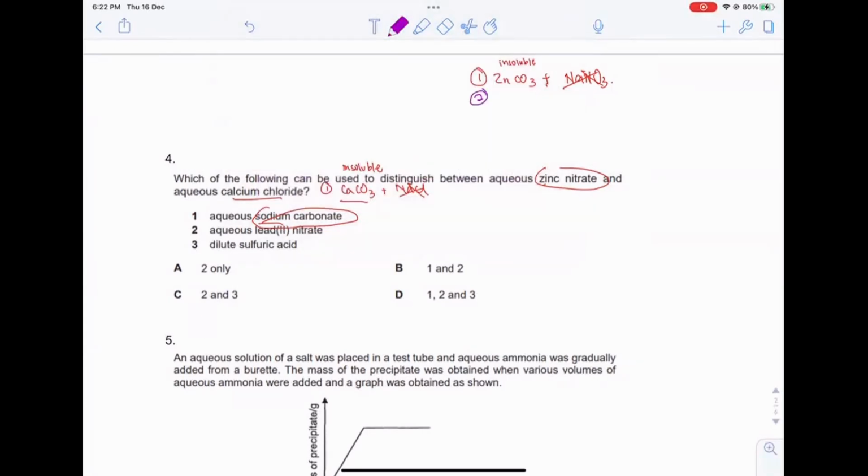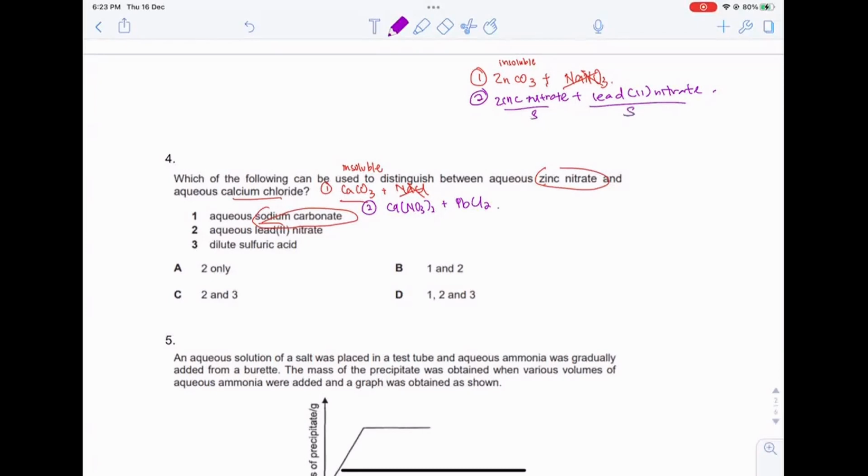Then the next one, I'm going to change color. Number 2, zinc nitrate with lead 2 nitrate, so you will get zinc nitrate again plus lead 2 nitrate again, because you have the same nitrate, so you'll get the same thing. And over here you'll get calcium nitrate plus lead 2 chloride. So both of these are soluble.